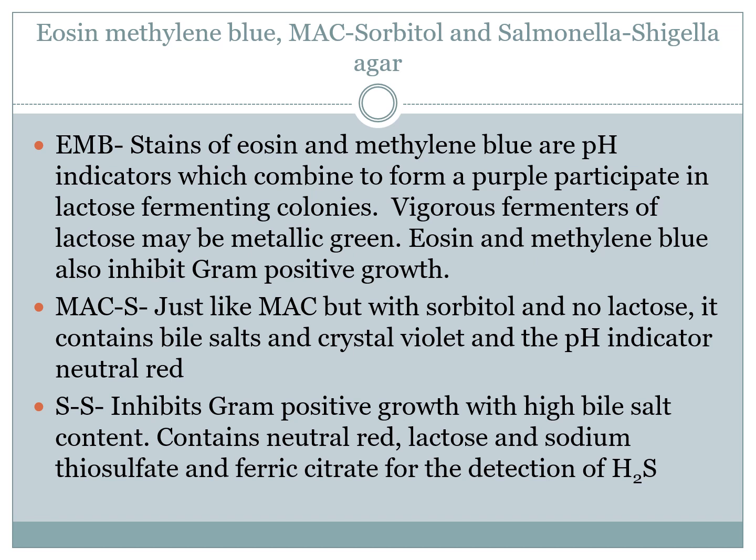And then finally we have Salmonella and Shigella agar. This inhibits gram-positive growth because it has high bile salt content in the media. It also contains neutral red, lactose, and sodium thiosulfate and ferric citrate for the detection of H2S. In this media, if you have any colonies that are pink, they are lactose fermenters. If you have colonies that are colorless, they are non-lactose fermenters. We can also determine if our organism produces hydrogen sulfide on this media. If our organism produces hydrogen sulfide on SS agar, then they will have a black center. So let me show you some pictures of the media in the next slide.